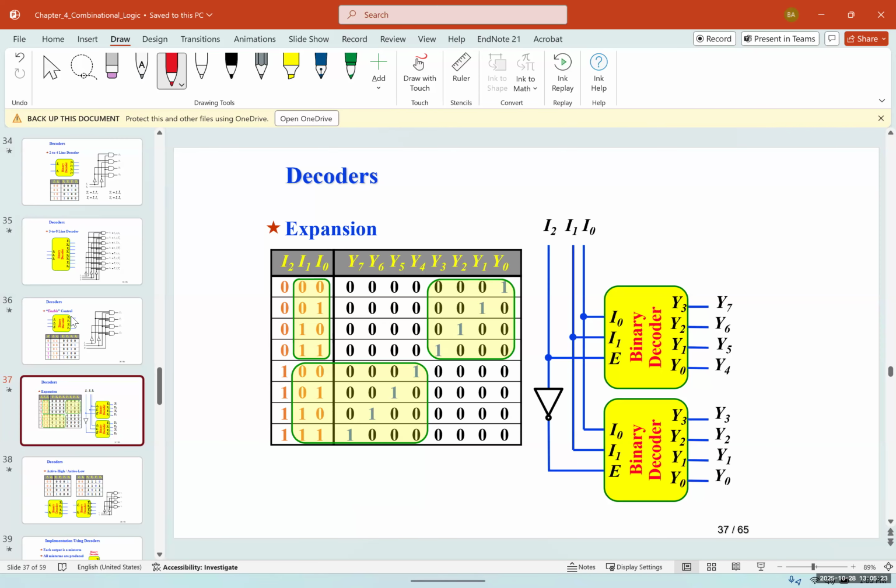Now, using these decoders that have enable control, we can expand the decoder and, for example, use two 2x4, or 2 to 4, decoders and build a 3x8 decoder.